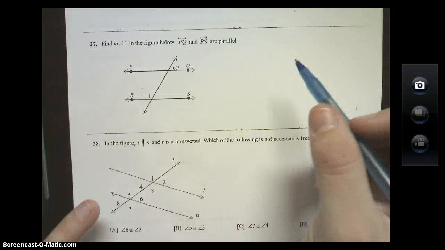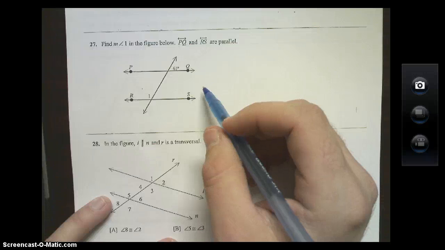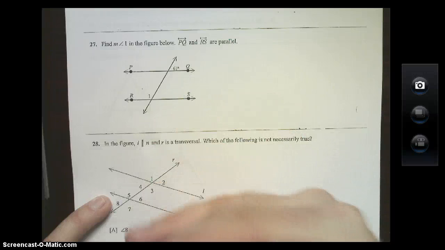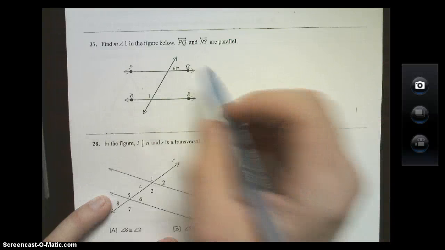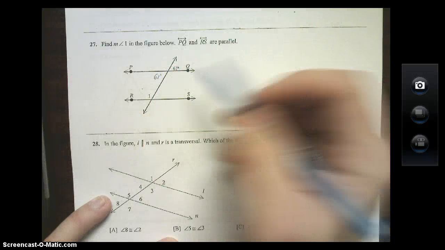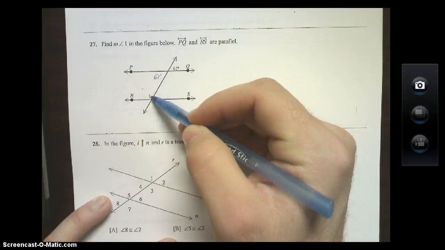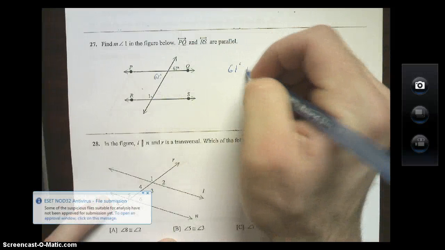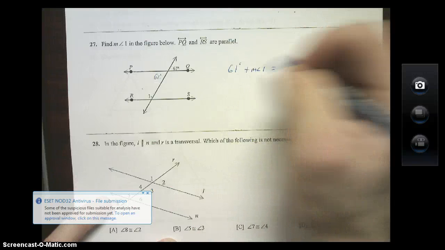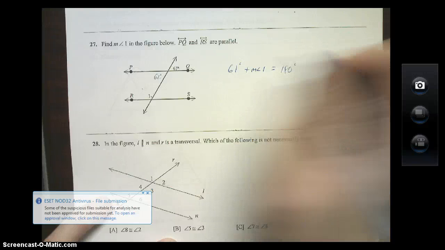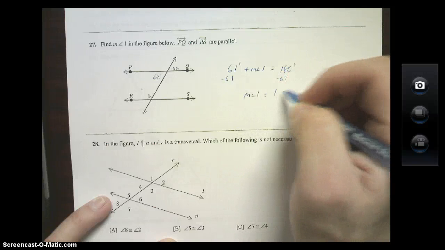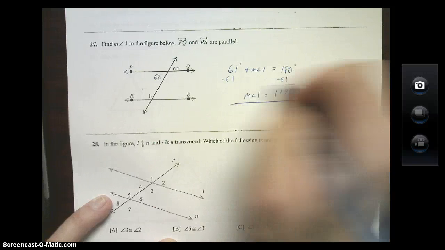All right, 27. Find the measure of angle 1 in the figure below, PQ and RS are parallel. If this is 61 degrees, now we have a bag of tricks that we can use right here, okay? We can do whatever we'd like. If this is 61 degrees, straight across, vertical angles, 61 degrees. Well, now, these two angles are consecutive interior, which we know are supplementary. So I can say 61 degrees plus the measure of angle 1 equals 180 degrees. Just subtract 61 over. 119 degrees. We're all good.